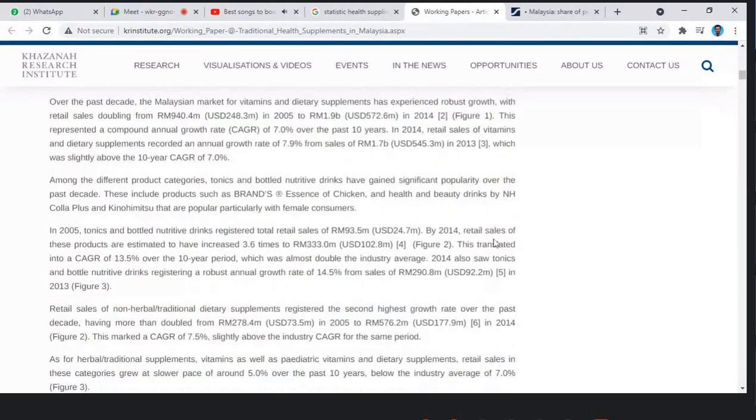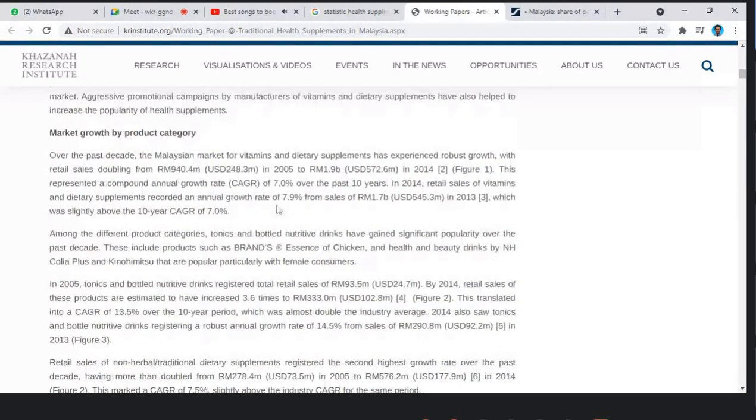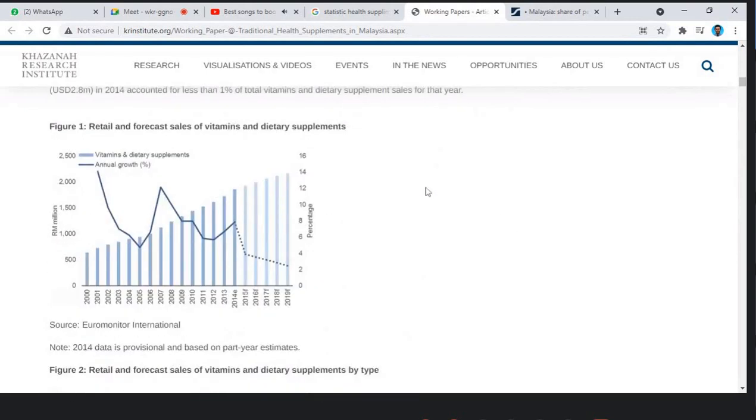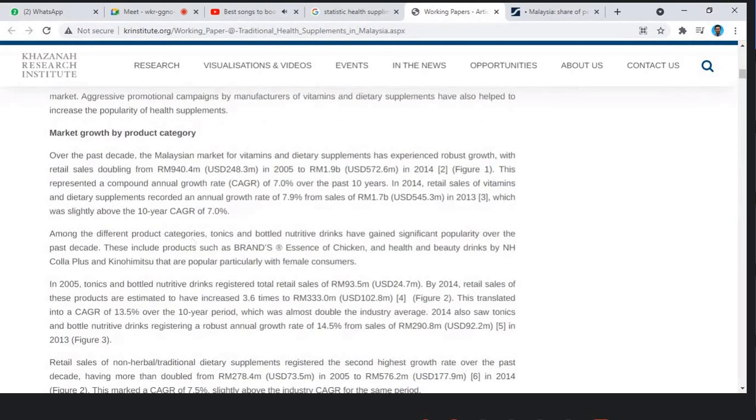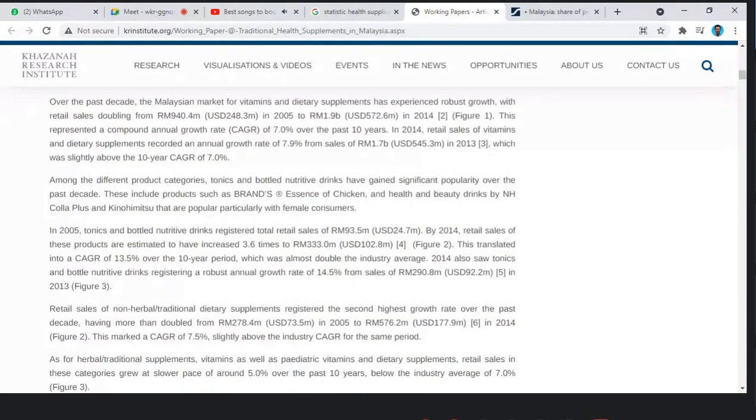Food supplements. You can refer, for example, here, to the growth market product category, the merchant market for vitamin and dietary supplements, with sales rising robustly to 5.7 million in 2014. Okay? Where is the figure there? Alright. So this report by Khazanah Research Institute shows some figures here, from 2005 until 2014.